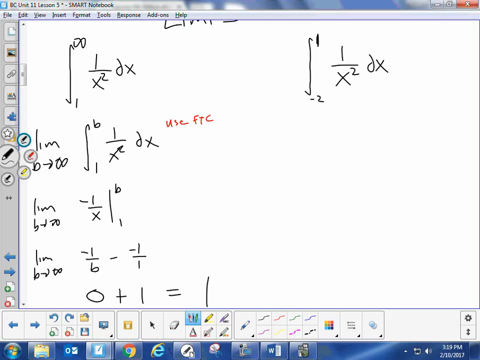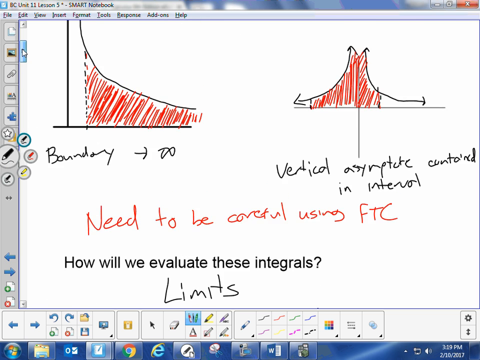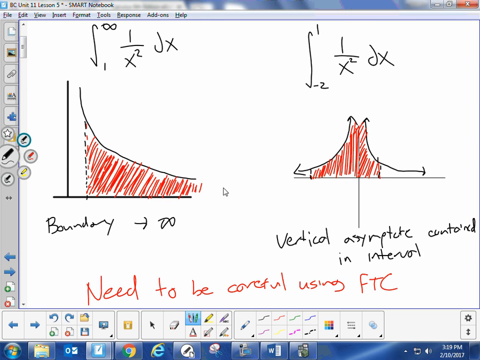That's kind of insane to think about, right? Because we're going on forever. But we just continue to add values that get smaller and smaller. And all of a sudden, instead of adding, we are just getting closer to a value.